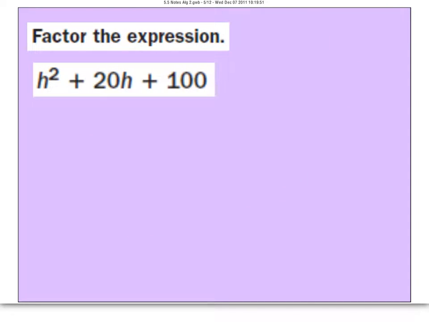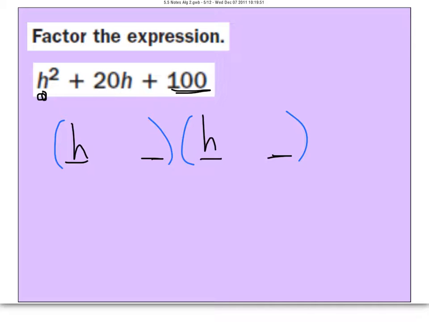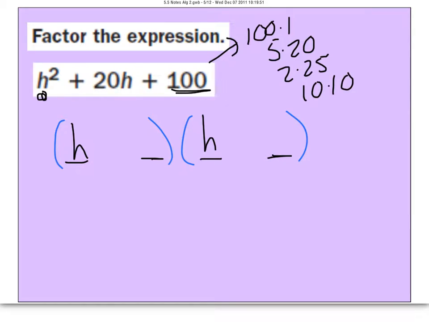Now, here's another one. This is a trinomial already, so we can jump right into the factoring mode. And we're going to break up the h, which is first, the h squared, into a single h and h, so that's easy. And then the 100, which is the last term, will be the last one on each of these binomials. The problem with 100, there are a lot of factors that it could be. It could be 1 and 100, it could be 5 and 20, it could be 2 and 25, we could do 10 and 10 and so forth. So a lot of them to try.